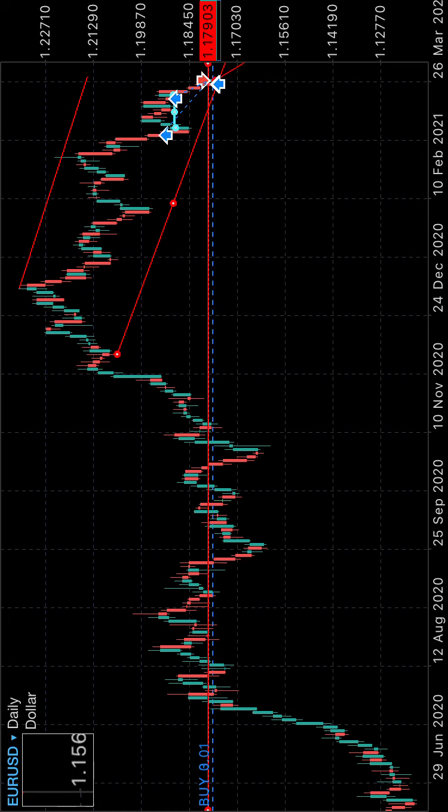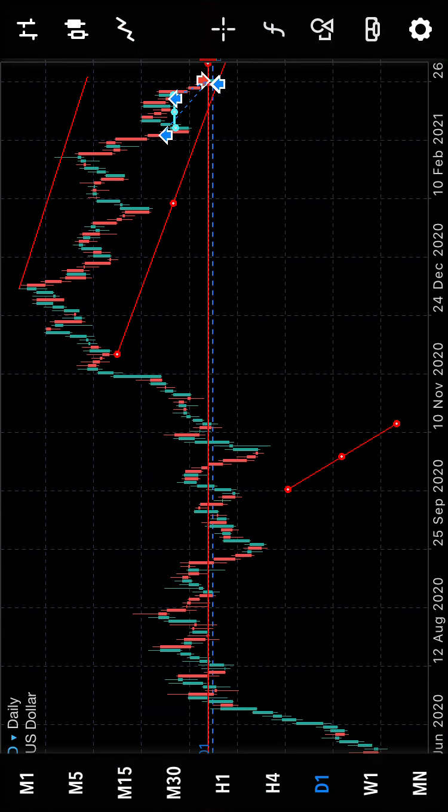So what I did, I entered a buy trade. Why did I enter a buy trade? Because I expect this to go back up and hit this line here. You understand? So this is why I entered a buy trade. Let me just show you quickly how you enter a buy trade.